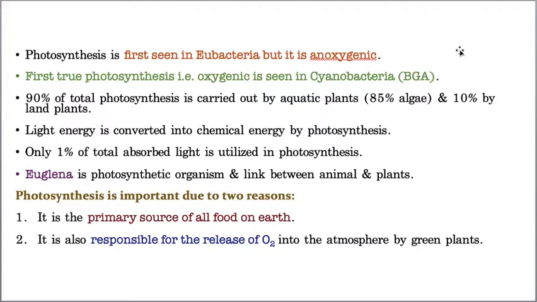Whereas the first true photosynthesis, what is the meaning of true photosynthesis? The photosynthesis in which oxygen is released is called true photosynthesis. This true photosynthesis was first noticed in cyanobacteria, which you call blue green algae. Hope you remember? I explained this in biological classification.